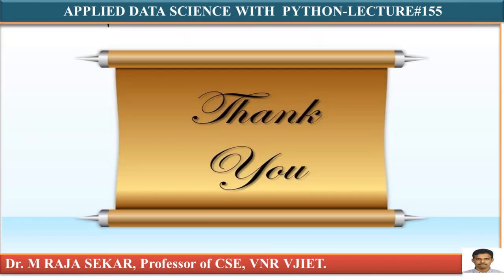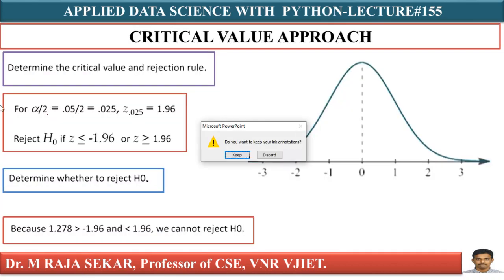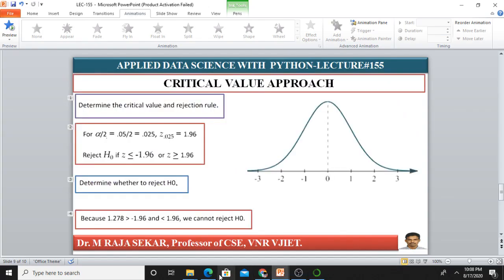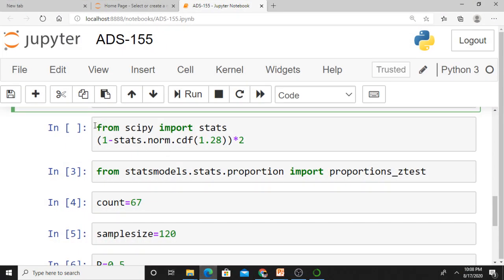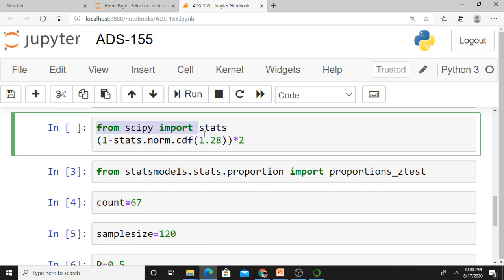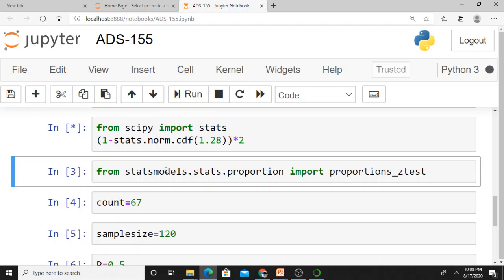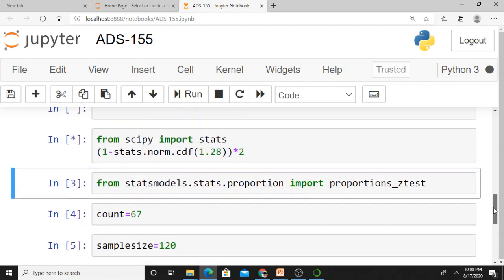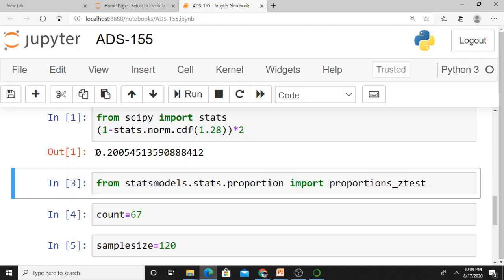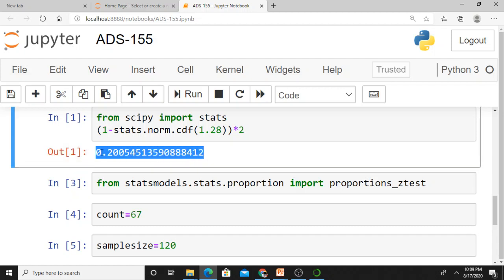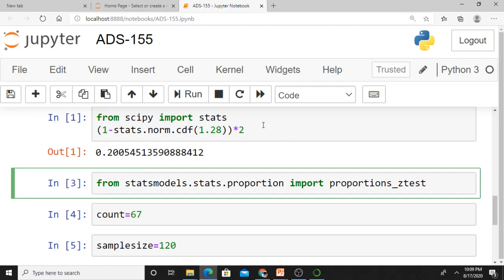Now we will try to understand this in our Jupyter notebook. It is simple and straightforward. Just say: from scipy import stats, 1 minus. I already explained how it will be. Just see what value you will get. I have shown that value: 1 minus stats.norm.cdf of 1.28 is 0.2005, approximately 0.2006. That is my p value, isn't it?